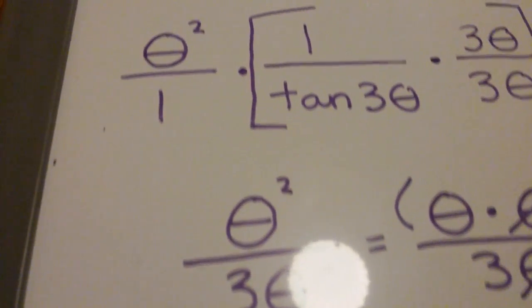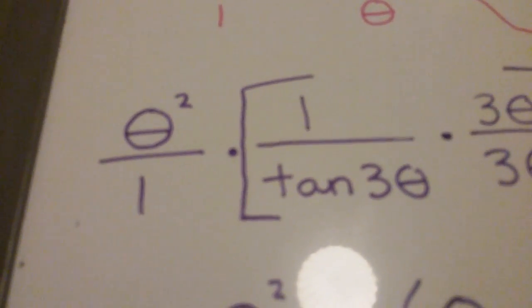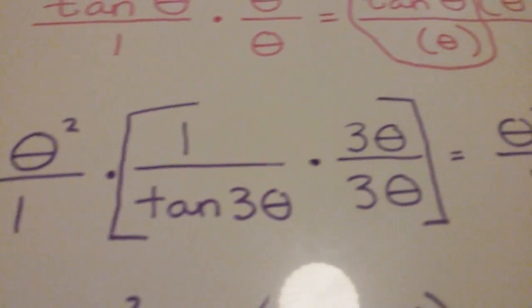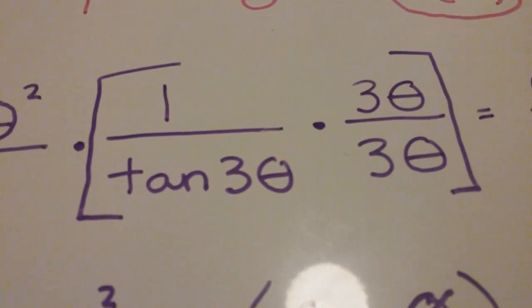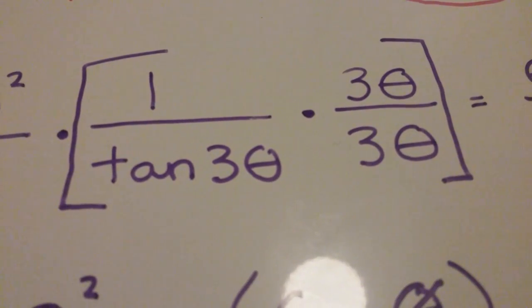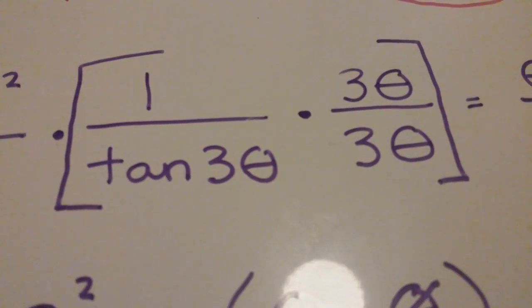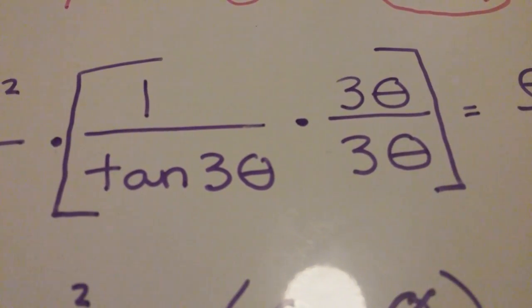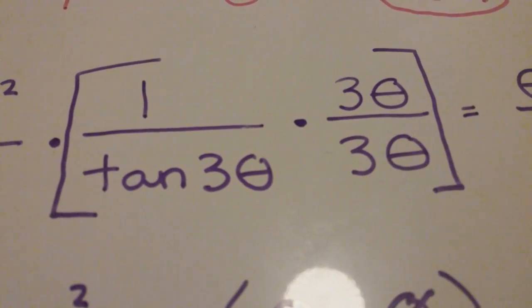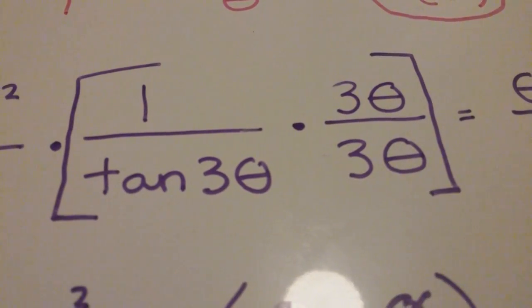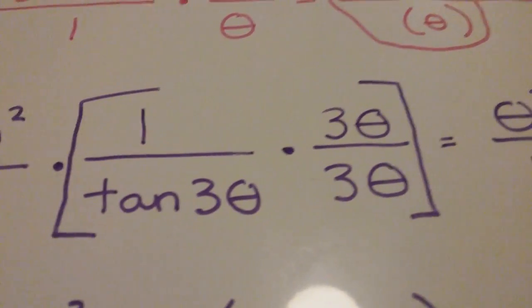Now let's go down to the denominator. All right. So the denominator. You have theta squared over 1. And then you had the cotangent of 3 theta. The cotangent of 3 theta can be rewritten as 1 over tangent of 3 theta because of our properties. So, same thing with this one. We need a 3 theta on top to get our 3 theta over tangent of 3 theta to equal 1.